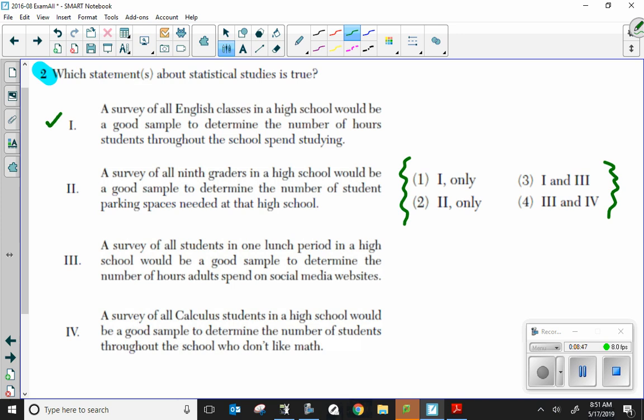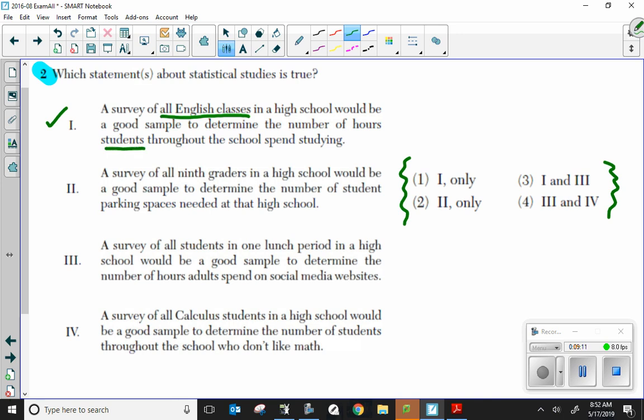Why is that good? Because they're asking all English classes. You're not going to English and then to math, where you might have some of the same students that were in your English class. You go later to math, maybe they're the same. If you just stay in your English class, you're going to see all the kids filter in and out of that classroom. And they're asking students about the number of hours that students spend studying. So I like that. That's a good one.